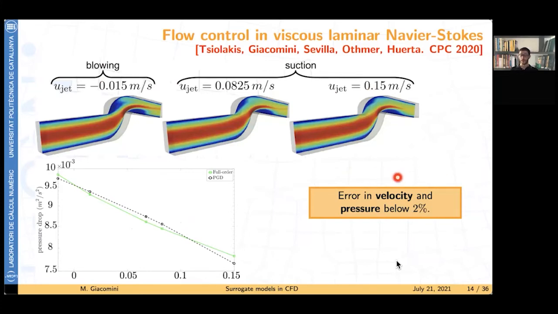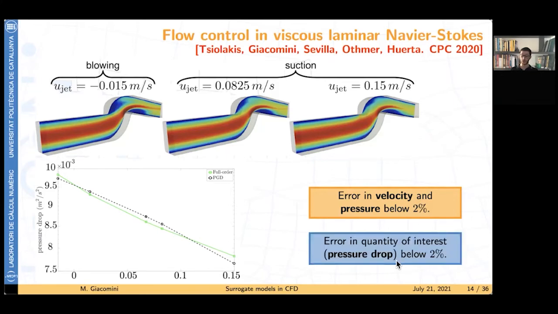And what we observe experimentally is that the error in velocity and pressure is below 2% from the surrogate model with respect to the reference solution computed using OpenFOAM. But in this specific problem, what we are really interested in observing is neither the velocity nor the pressure field, rather a specific quantity of interest, which is the pressure drop. And again, the error in the pressure drop is below 2%.